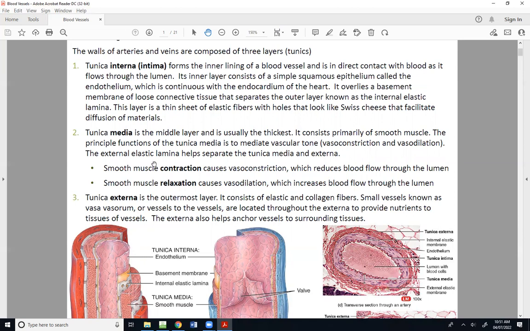Okay. Surrounding it is a basement membrane of loose connective tissue. Okay. And in arteries, there is a third layer, but you don't find that third layer in veins, what we call the internal elastic lamina, which is a sheet of elastic fibers with holes that make it look like Swiss cheese, which helps facilitate diffusion of materials.